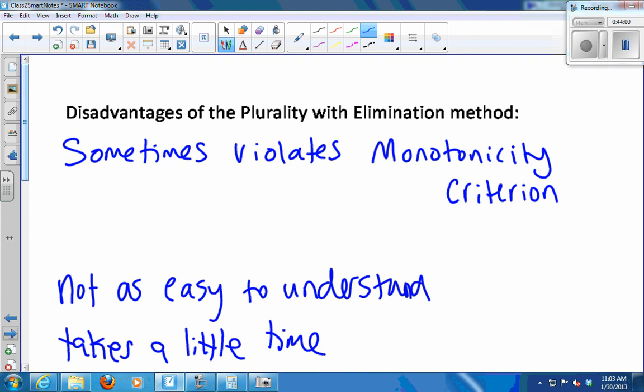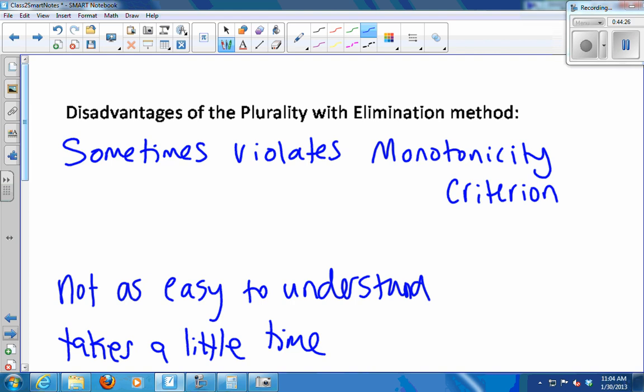Particularly if there are a lot of candidates, it might take a lot of time because you might have to do a lot of eliminations. And I feel like I bet there's a lot of elections that if you were to just use the plurality method, where the one person who won was not a majority of the votes, all those people would probably get kind of upset.